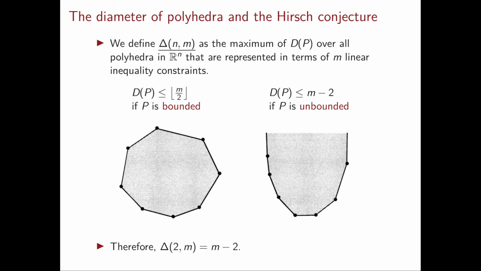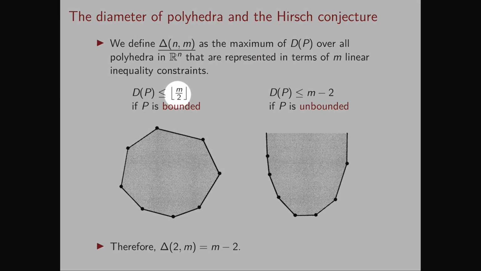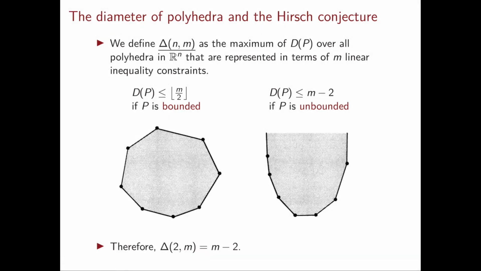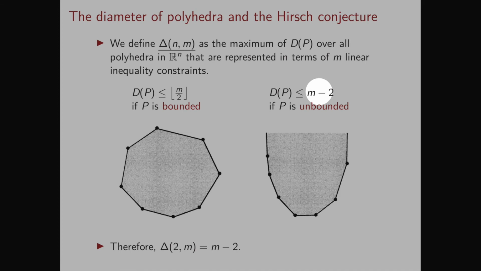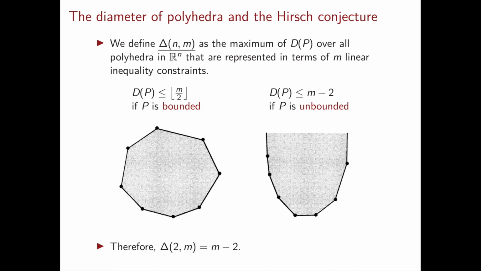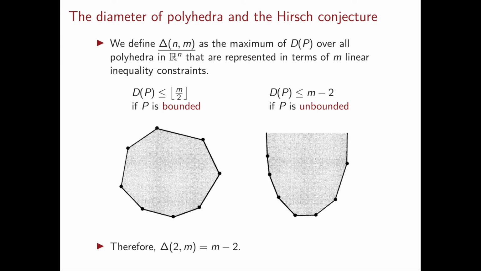For example, we have said that if n is equal to 2, then the diameter of P is at most the floor of m divided by 2 if P is bounded, and it is at most m minus 2 if P is unbounded. Now, both in the first case and in the second case, there exists a polytope or a polyhedron that achieves this bound, and the worst among the two bounds is m minus 2. Therefore, this shows that delta(2,m) is equal to m minus 2.